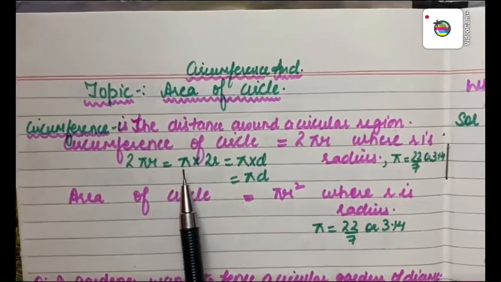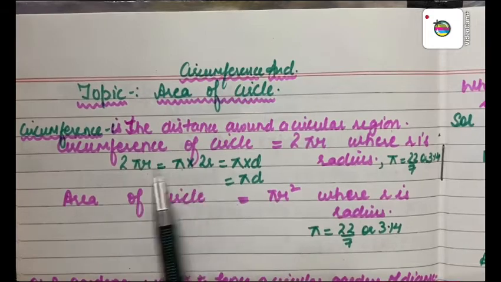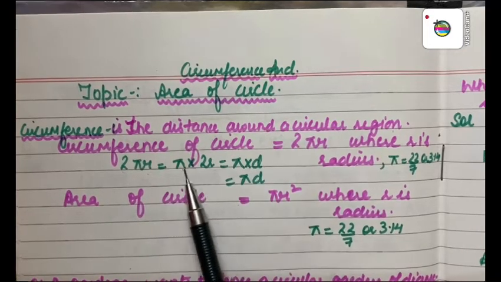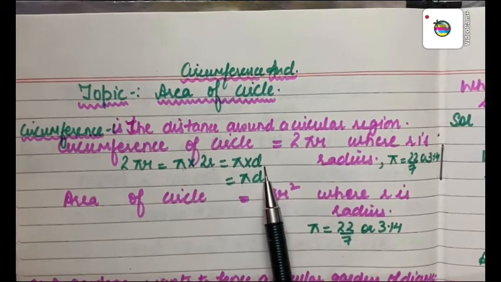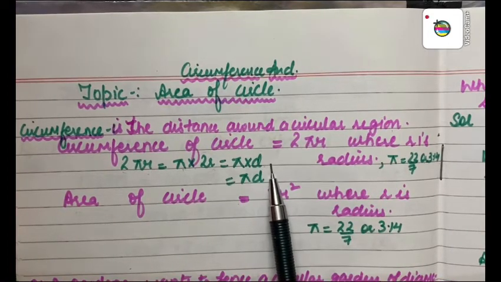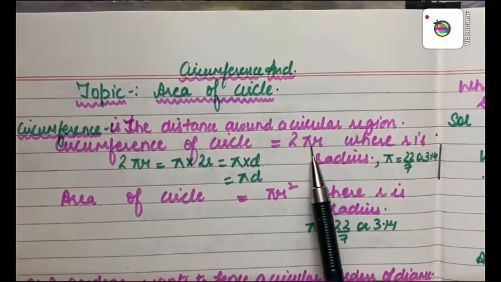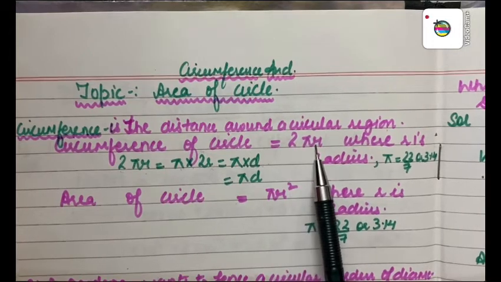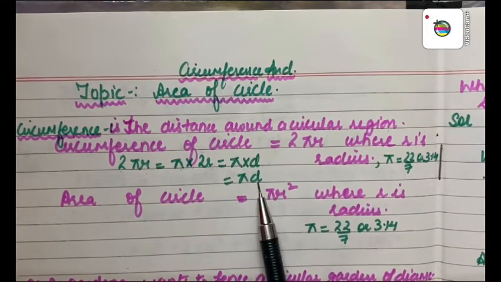So children, as you can see, it's 2 pi r. We can write it as pi into 2r. Both have the same meaning. Pi will remain as it is, and in place of 2r we can write d. What is d here? d is the diameter of the circle. So we can write the circumference of a circle in two forms. In the radius form, we write 2 pi r, and in the diameter form, we use pi d.